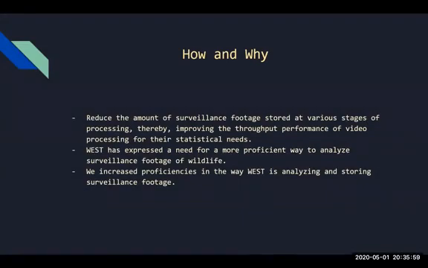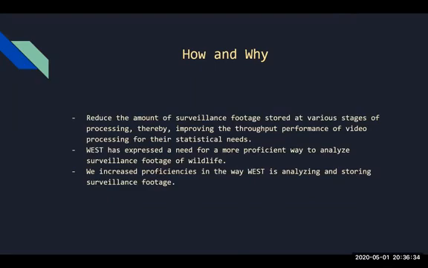So a little bit about the how and why of our project. We wanted to focus on reducing the amount of footage that they were both capturing and storing. One way that we were planning on doing this, originally working with the drone, was to have it only save photos of objects that it recognized through an object model.